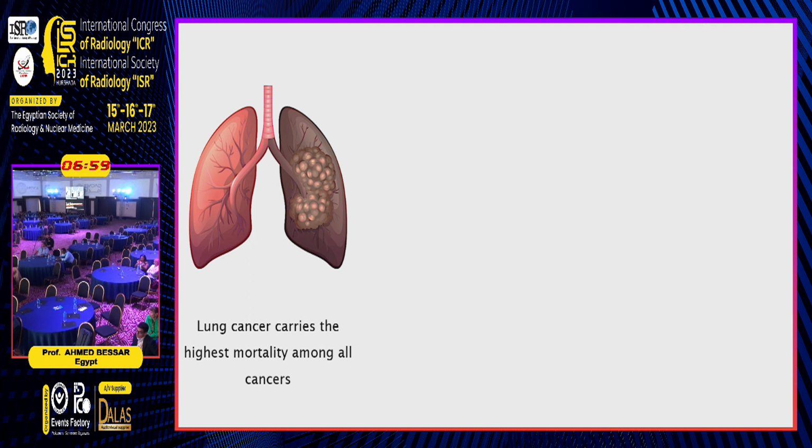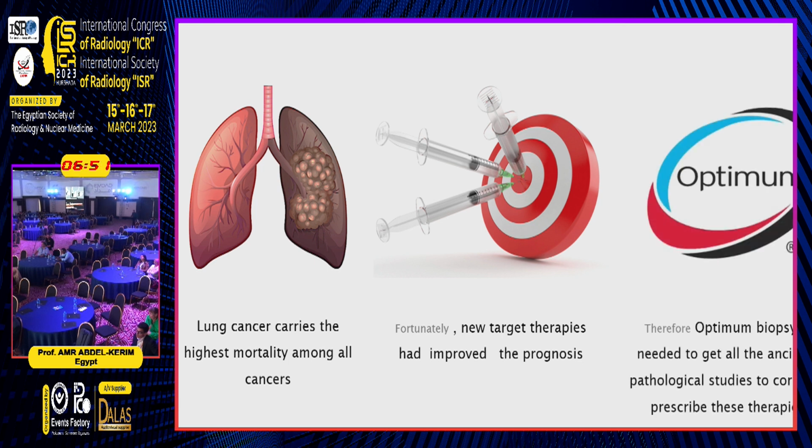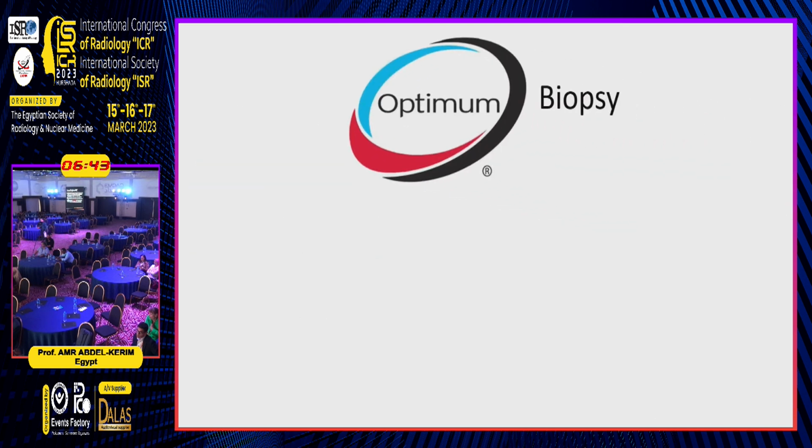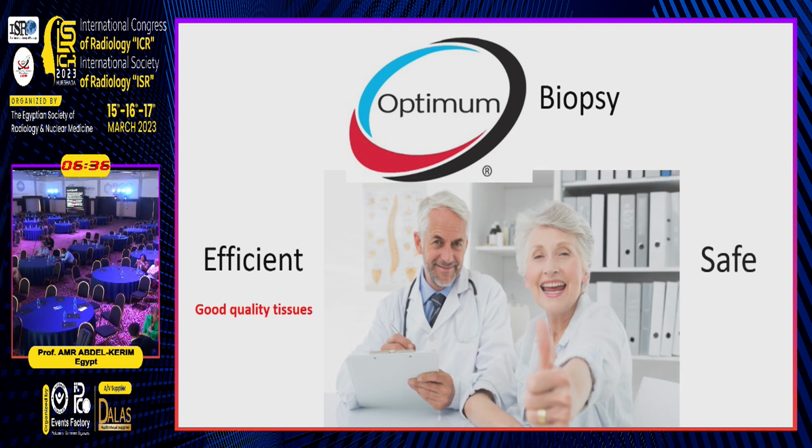Lung cancer carries the highest mortality among all cancers. Fortunately, the new targeted therapies have improved the prognosis. But to offer these therapies correctly, we need an optimum biopsy, able to provide all the ancillary pathological studies. An optimum biopsy means an efficient biopsy with good quality tissue, but at the same time it should remain safe.